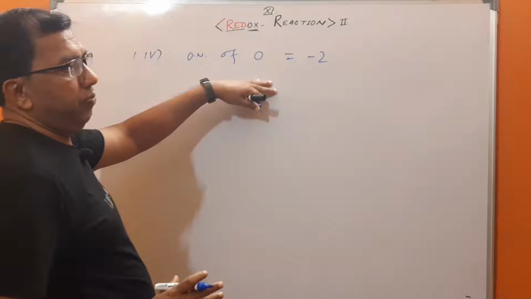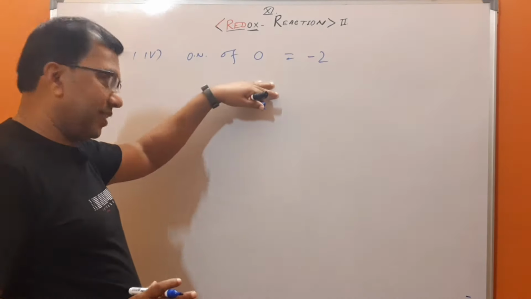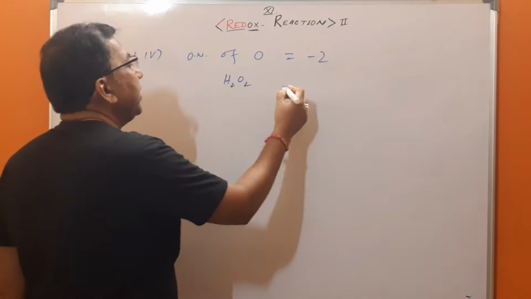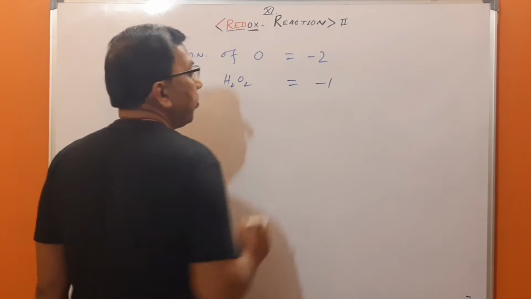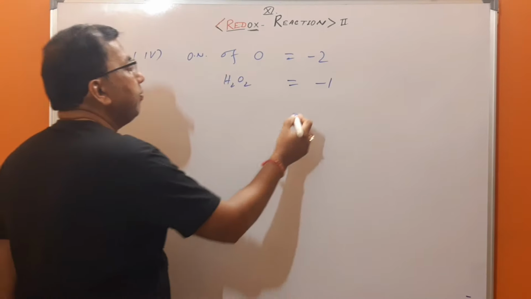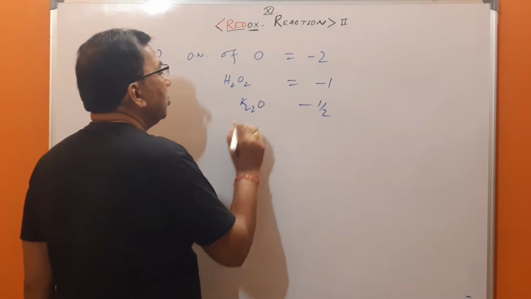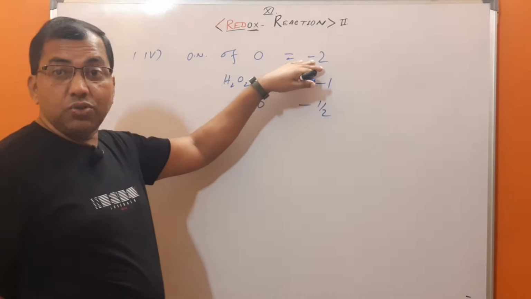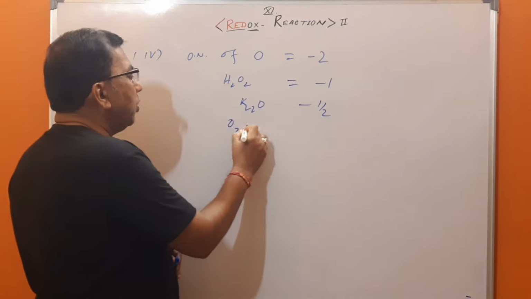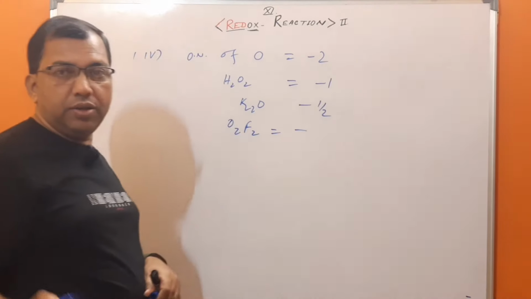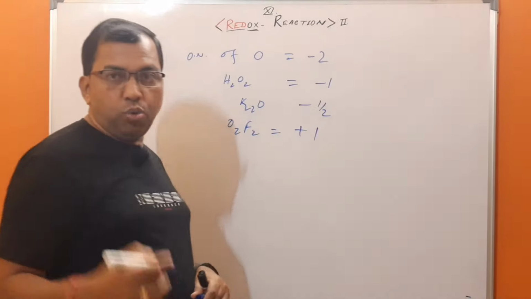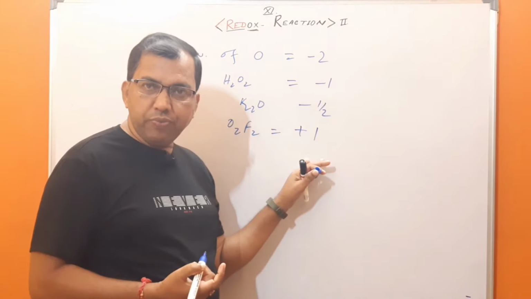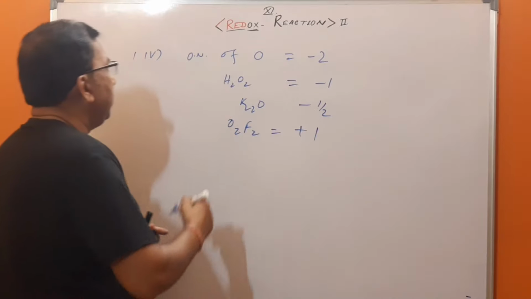But in case of peroxide, that is hydrogen peroxide, H2O2, sodium peroxide, in peroxide how much will it be? -1. In superoxide, how much will it be? -1/2. K2O superoxide, -1/2; in peroxide -1, and normally it will be -2. Clear? But in O2F2, how much will it be? Tell me. +1. In OF2, +2. Okay, O2F2 +1, OF2 +2. This is very important.